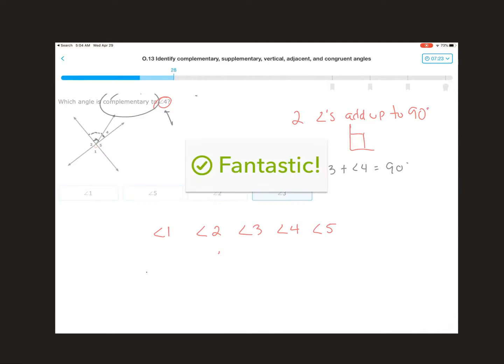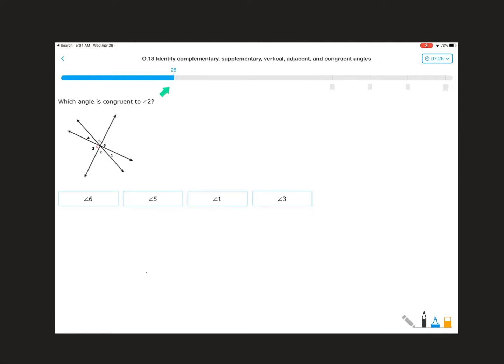Okay, fantastic. We are now at Smart Score 28. So which angle is congruent to angle 2? So first you gotta go, first of all, what is congruent, right? Academic language. In geometry, we don't say that two angles are equal. We're saying that two angles are the same, congruent. So in the land of geometry, we say congruent. Okay, so now which angle is the same as angle 2?